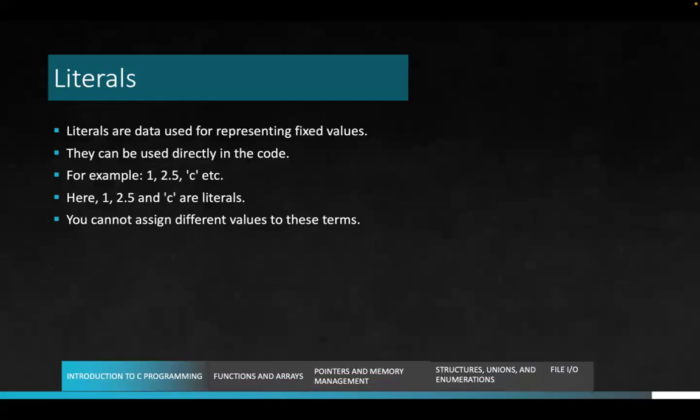Next one is literals. Literals are data used for representing fixed values. They can be used directly in the code. For example, 1, 2.5c, etc. Here 1 and 2.5c are called literals. You cannot assign different values to these terms. These are already fixed values. It will represent a value to these particular names.